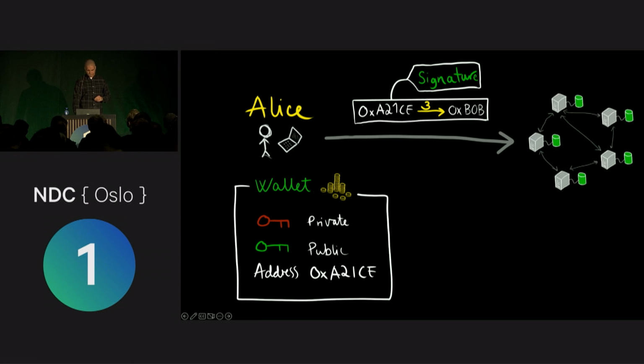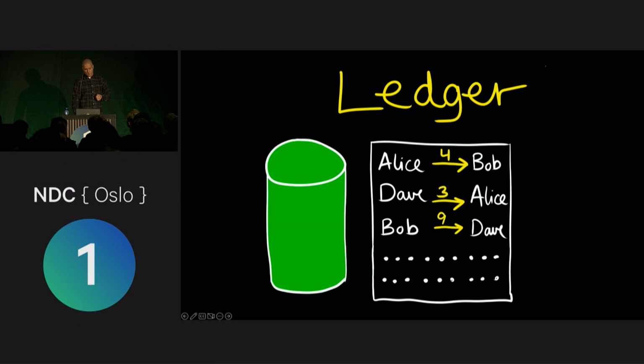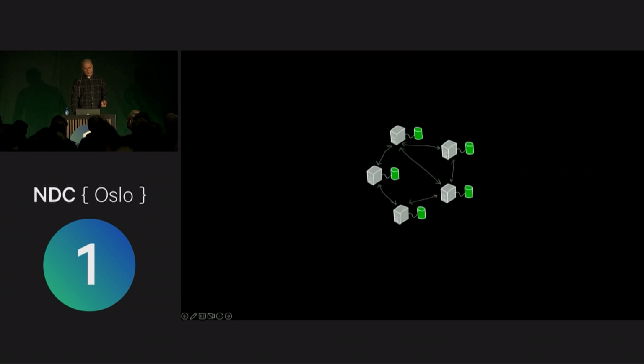All right, but what happens with the transaction then when she's sent it into the network? Well, first we need to see what the data structure is, and that is a ledger. That's just a long list of transactions, and it's append only. You can't delete transactions from it. And here we have a network of nodes, or miners in proof of work.